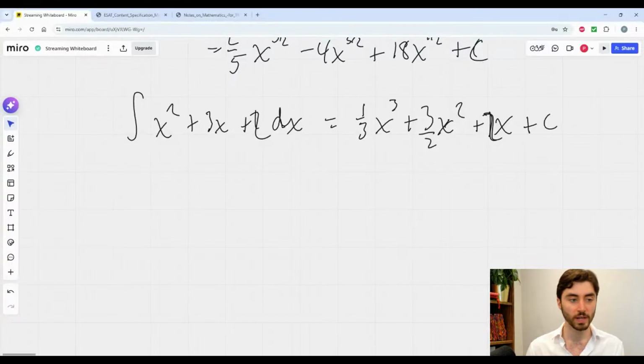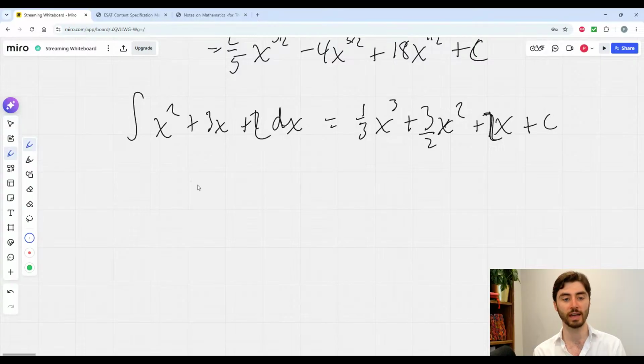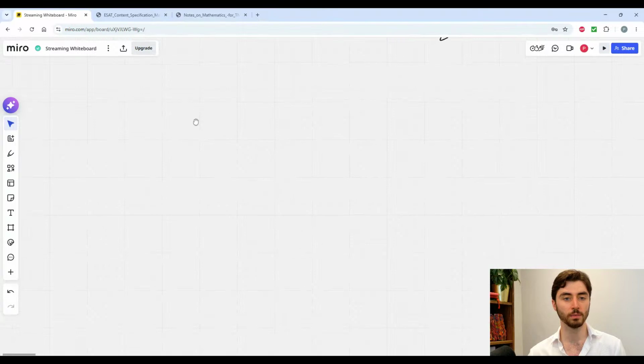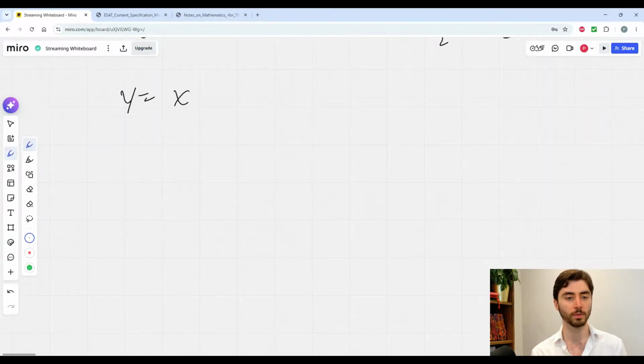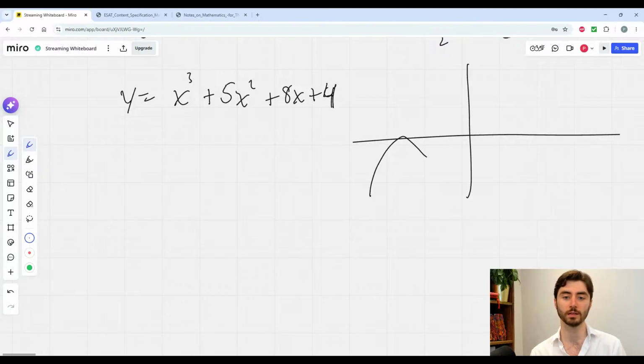Similar to differentiation, we now need to think about the application. So differentiation found the gradient. The application of integration is to find areas, specifically the area between a function and the x-axis. So if we used our previous example, which I like so much, y equals, what was it? It was x cubed. I want to say it was 5x squared and 8x and 4. So that was our one, which did this.